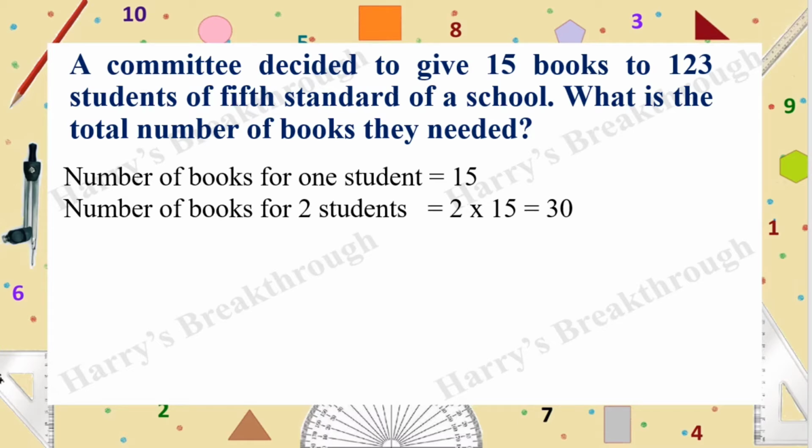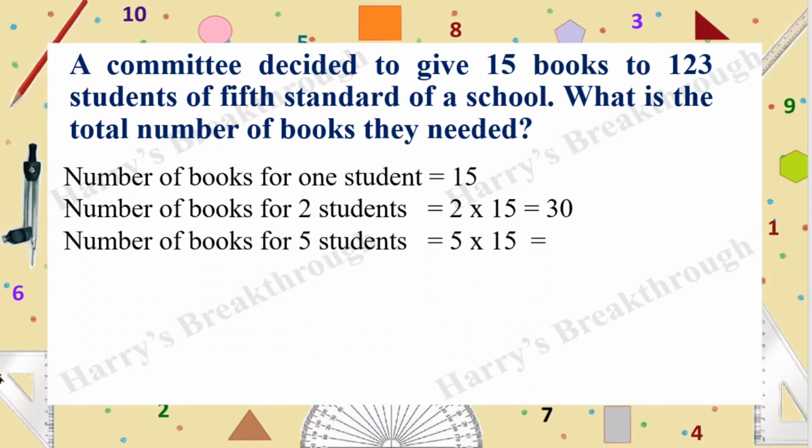And for 5 students, the number of books is equal to 5 into 15. Let's multiply 15 into 5. First, 5 into 5, 25. So let's put 5 and remainder 2. Then 1 into 5, it is 5 plus the remainder from the previous step. So it will become 7. So the number of books for 5 students is 75.